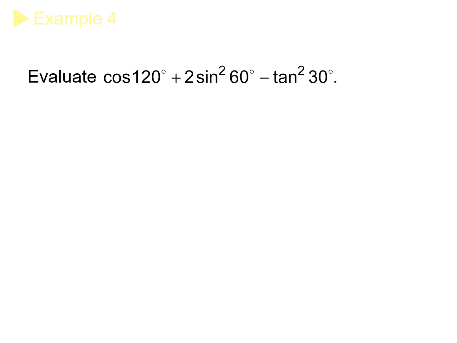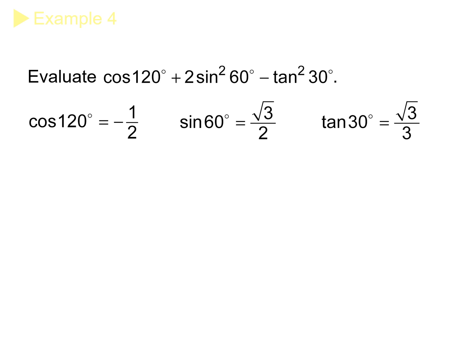Now let's evaluate the cosine of 120 plus 2 sine squared of 60 minus tan squared of 30. Now we're going to do all this without a calculator. Now, you should by now realize the cosine of 120 is minus 1/2. The sine of 60 is root 3 over 2. And the tangent of 30 is root 3 over 3.